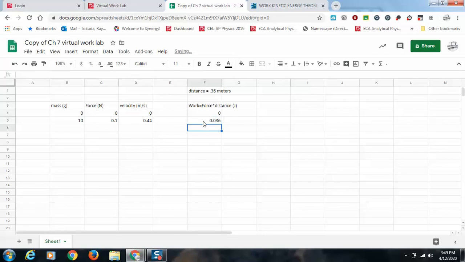I don't want to enter joules, I just want numbers in there. Alright, so I need at least 5 data points. If you want to go from 0 to 200 grams, you're welcome to pick more than 5 data points, and they should be evenly spread.